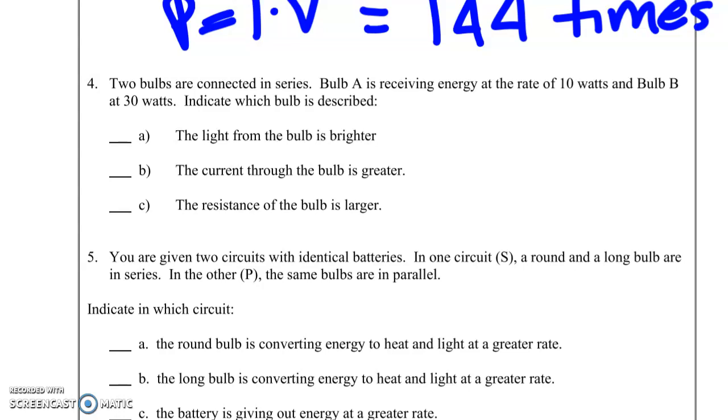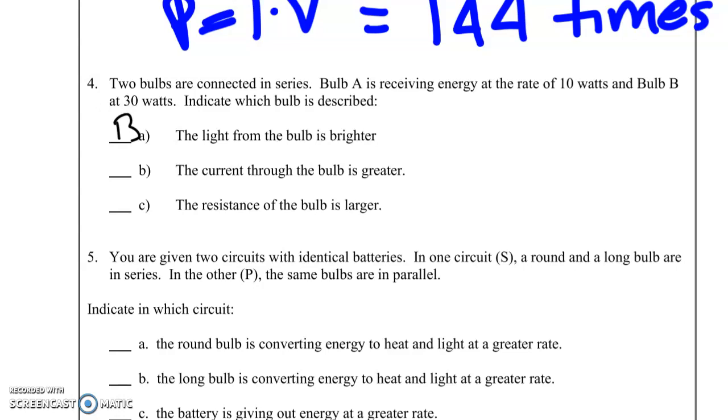Okay, if we connect 2 bulbs in series and bulb A receives energy at a rate of 10 watts and bulb B at 30 watts, the one that's brighter is going to be the one that uses more energy. Okay, because the energy is being turned into light. So if there's more energy, then there's more light. So that means that bulb B at 30 watts is the one that will be brighter.